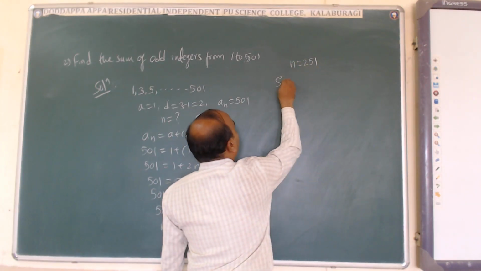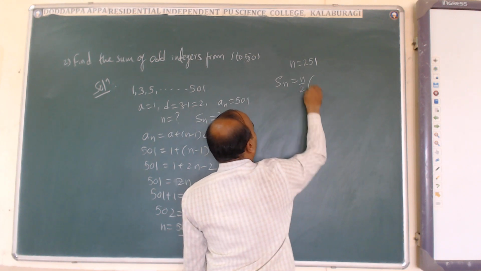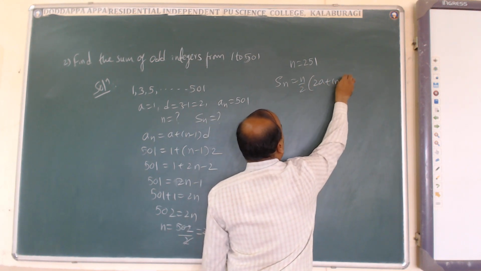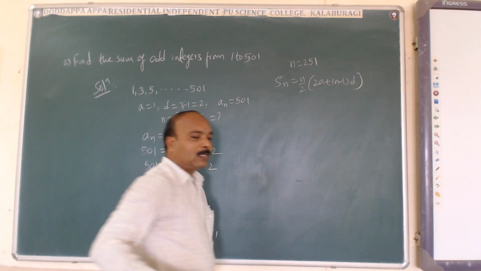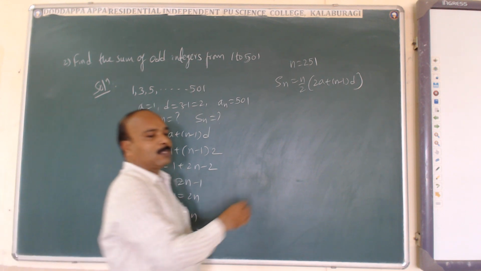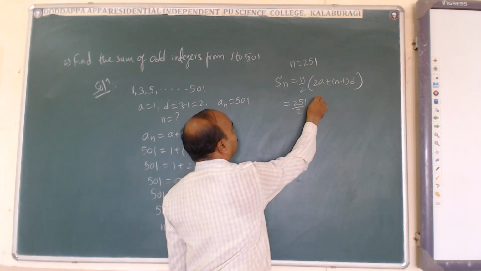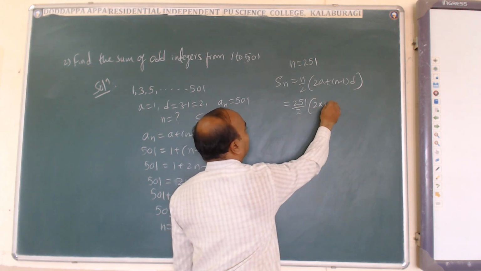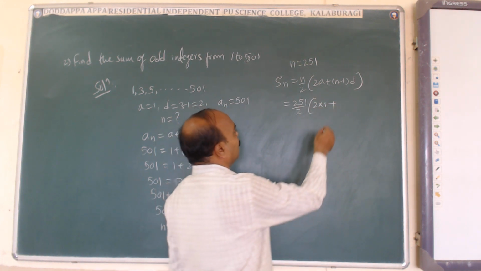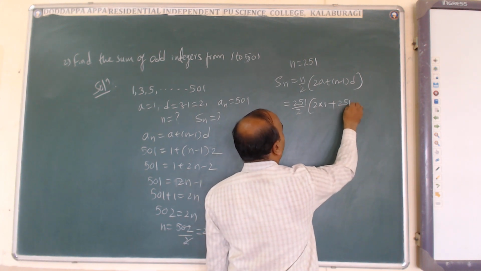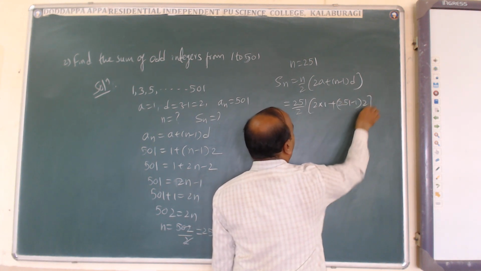Next we go for the Sn formula. Sn is given by n by 2 into 2a plus n minus 1 into d. Again the same formula. Now substitute these values. n value is 251 by 2, a value is 1, n value is 251 minus 1, d value is 2.